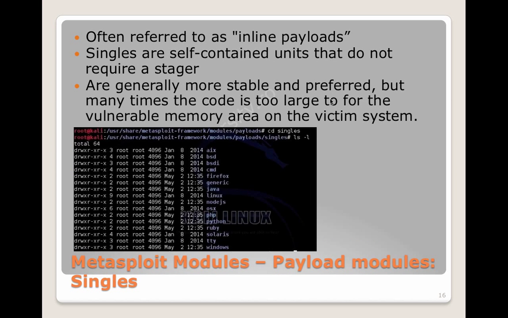The inline payloads that we discussed earlier are also called singles because, as you might already understand, those kinds of payloads are a single chunk of code. They are not divided into stages. They are generally more stable, but they might be too large for a vulnerable memory area on the victim system.